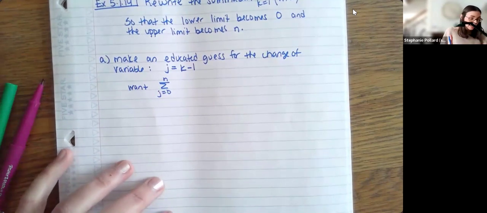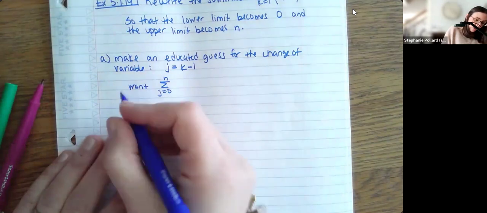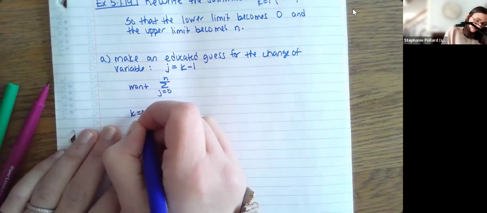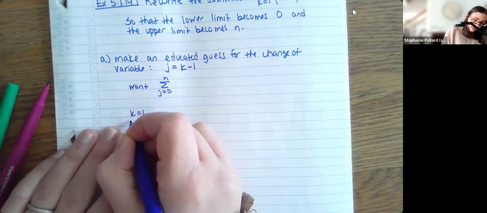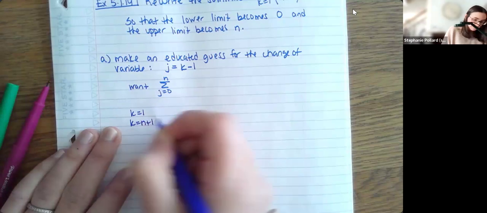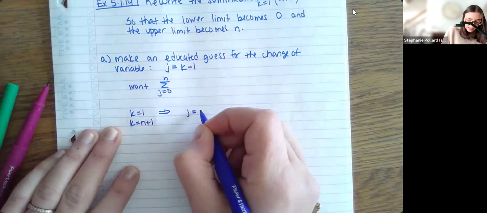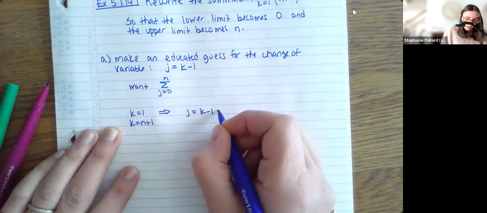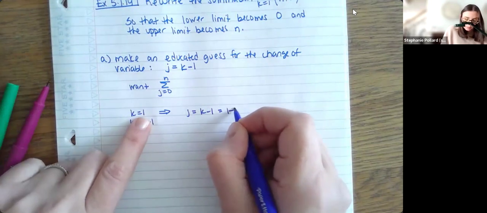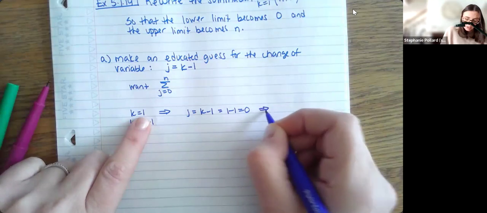So let's actually check it. Let's make sure it works. Our original starting value was k equals 1, and our ending value was k equals n plus 1. We're going to try j equals k minus 1. If I plug in my k, I get 1 minus 1, which is equal to 0. So I do get j equals 0.